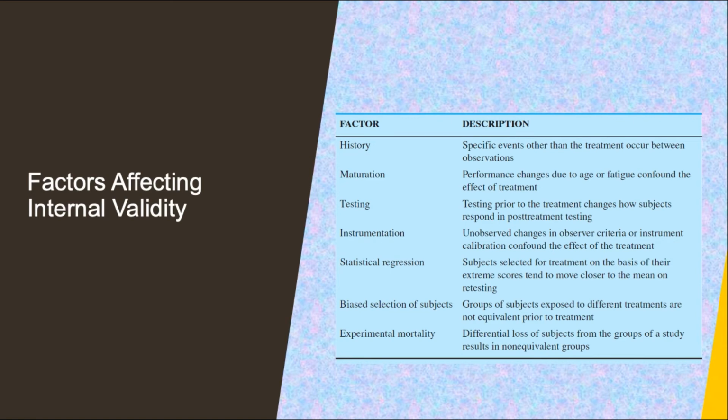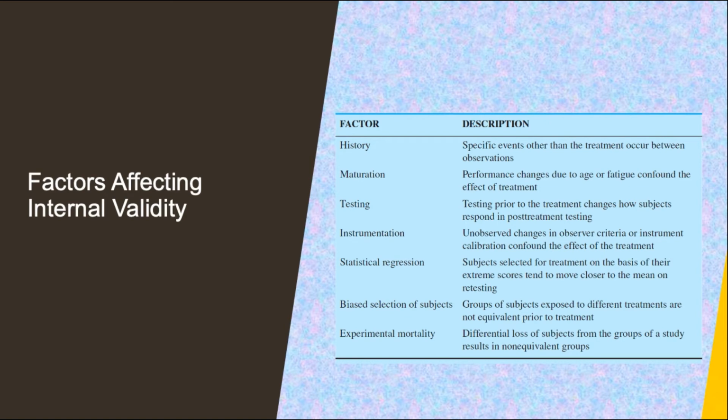Then we have statistical regression. Statistical regression threatens internal validity when participants have been selected based on extreme scores on some measures. When measured again, scores will tend to be closer to the average. So if students are targeted for a special reading program based on their unusually low reading test scores, they will tend to do better on average on retesting even if the reading program has no effect.